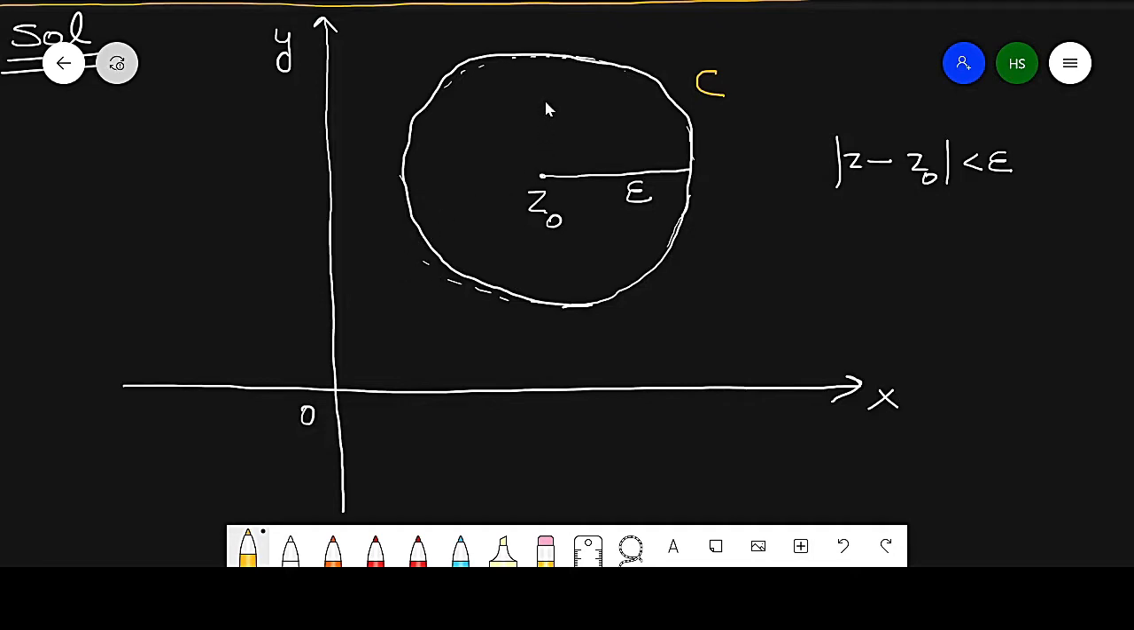And if I take some point z1, the distance between these two points is r. So if I take the neighborhood of z naught with radius r, then z1 is a point on it. This is denoted by CR, where r is less than epsilon.